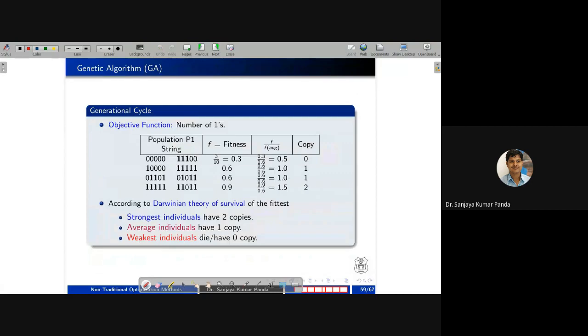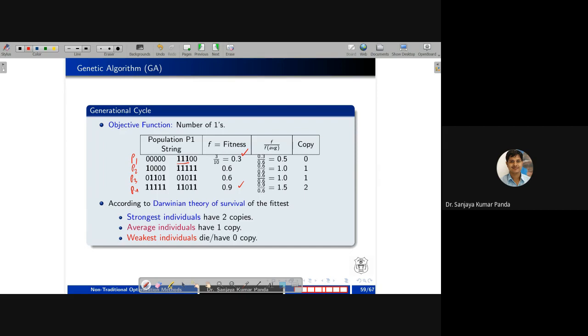Now let us summarize whatever we have discussed with another problem. Suppose the objective function is nothing but the number of ones. In your population, you have to find how many ones there are. Consider 4 different individuals, P1, P2, P3, P4. In the first case, the number of ones is 3 out of 10 bits, so the fitness is 0.3. In the last case, how many ones are there? 5, 6, 7, 8, 9 out of 10. So the fitness value is 0.9.